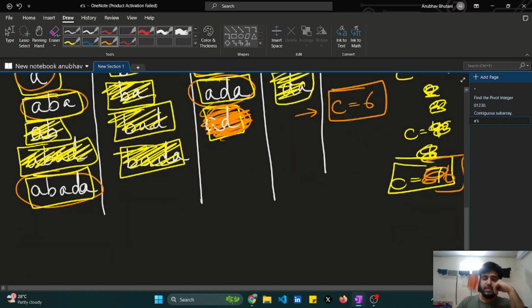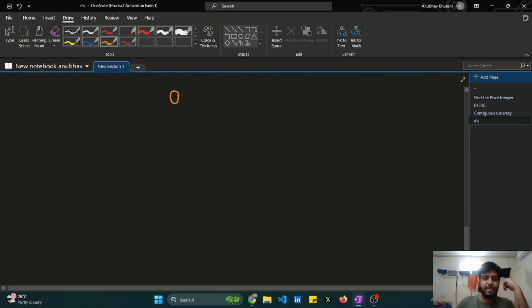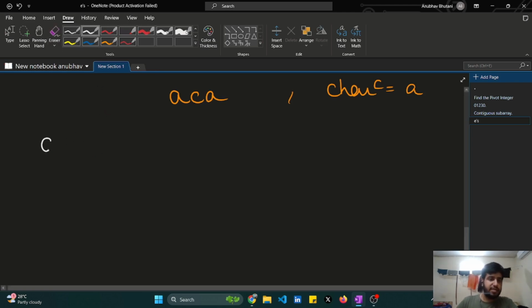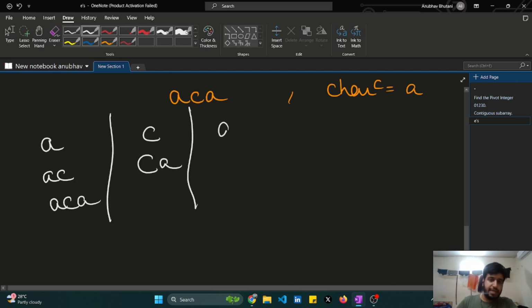Okay. If I just take one more example of ACA, where my character is gonna be A, I'll just consider all the substrings. So one of my substrings becomes A. What are my substrings? A, AC, ACA, then C, CA, and then A.